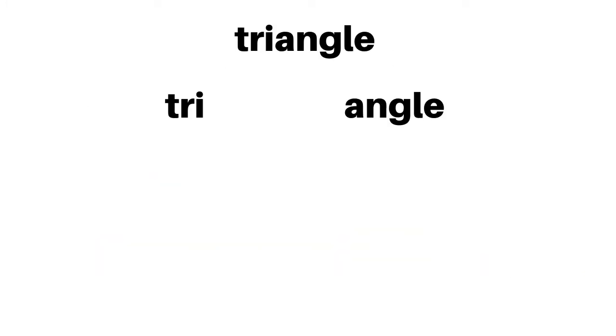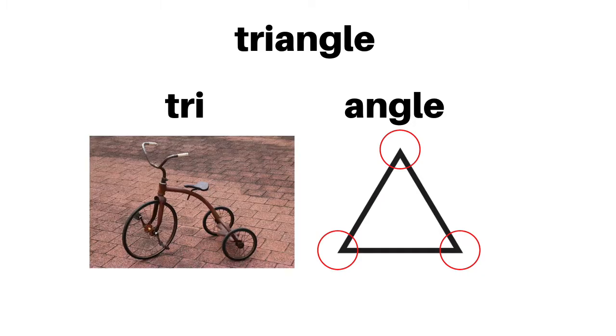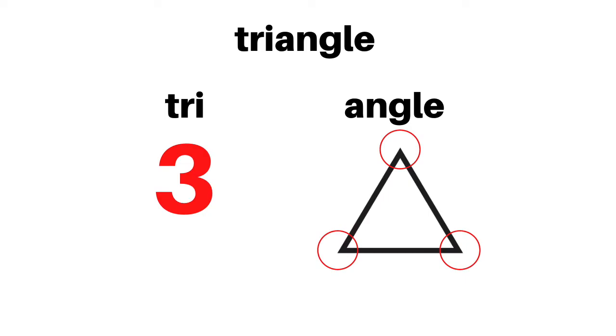Look at the word tri-angle. An angle is a corner. Tri. What other words start with tri? Tricycle. In a tricycle, cycle means wheel. How many wheels does a tricycle have? 3. Tri means 3. How many angles does a triangle have? 3. And that's a triangle.